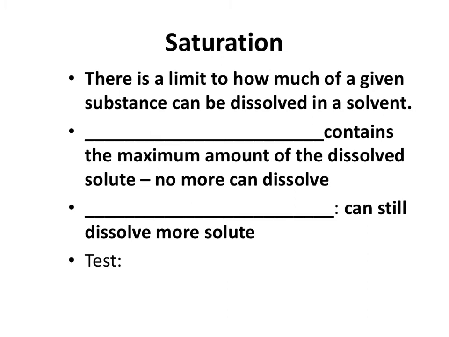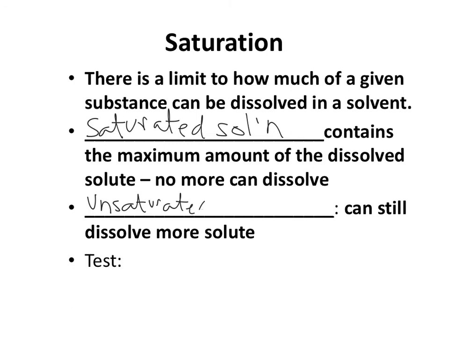So, a saturated solution is going to contain the maximum amount of the dissolved solute, so no more can be dissolved. An unsaturated solution means that it can still dissolve more solute. So one way to test it is to keep adding some in until it starts to pile on the bottom, and at that point it's saturated. If it keeps dissolving, then it's unsaturated.